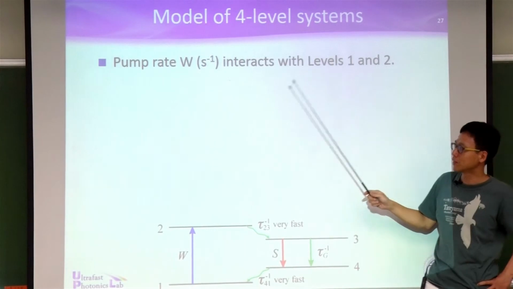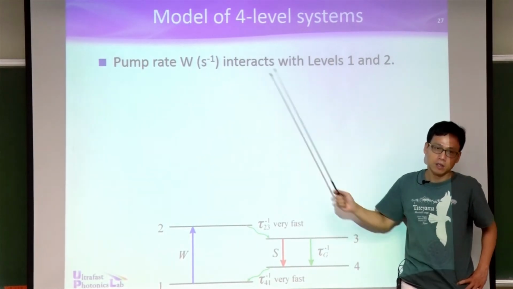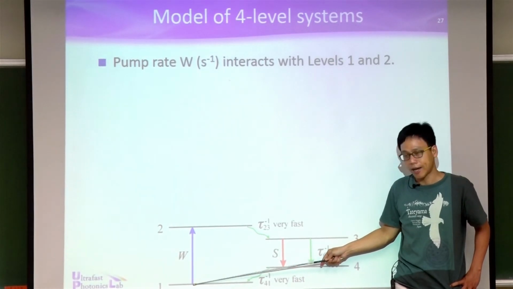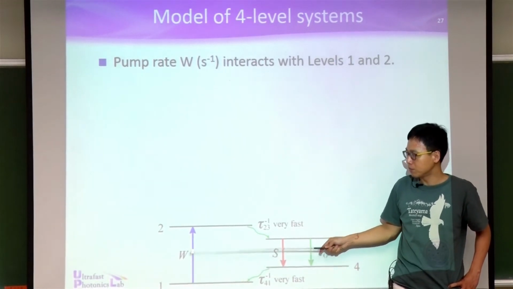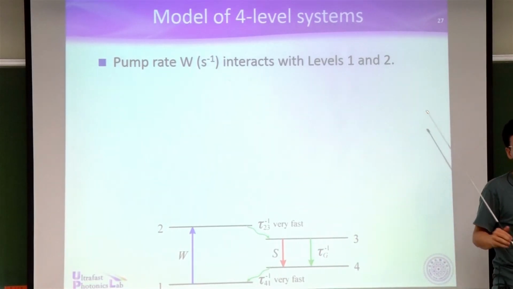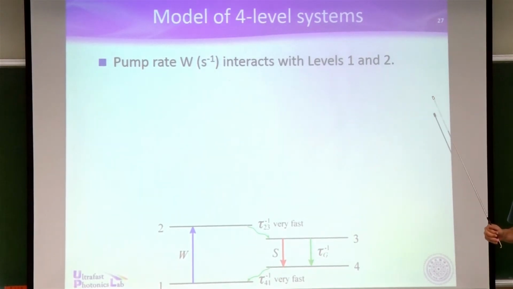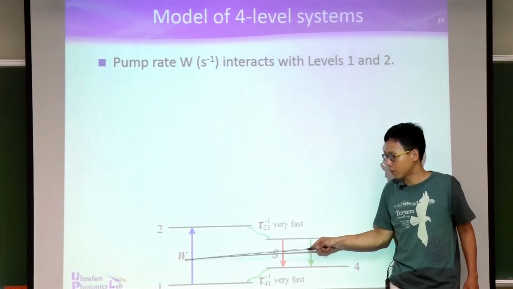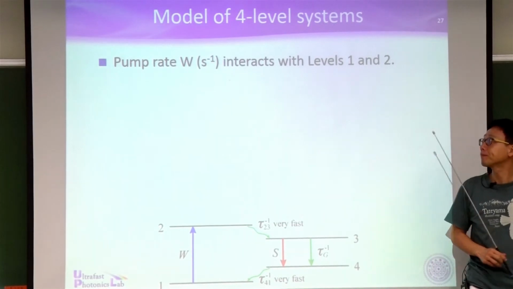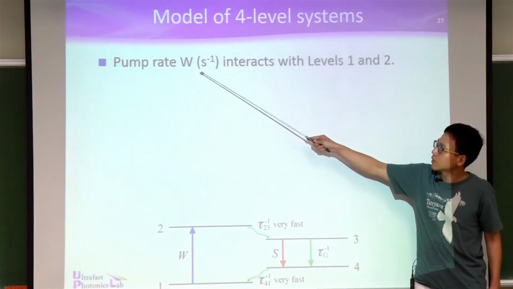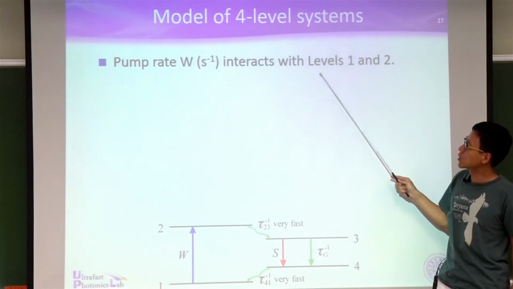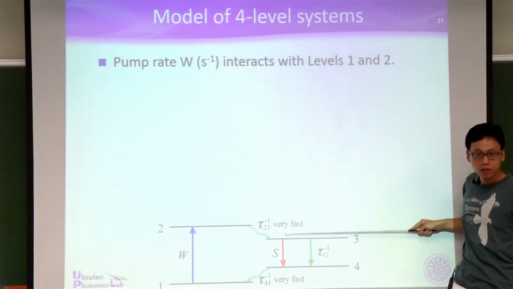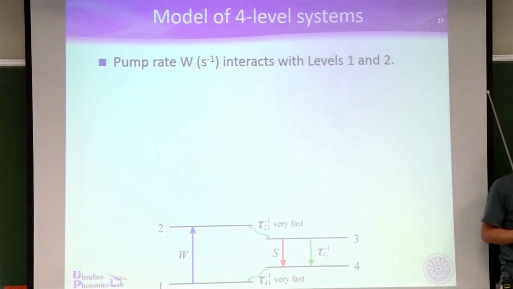好，所以我用中文讲一次哈。这个 W 的意思是什么？1秒钟之内有多少的 electrons 可以从 level 1被送到 level 2。That's the meaning of pump rate. Of course, the stronger pump you provide, the larger W you have. And this pump rate interacts with levels 1 and 2 only. Nothing about levels 3 and 4.